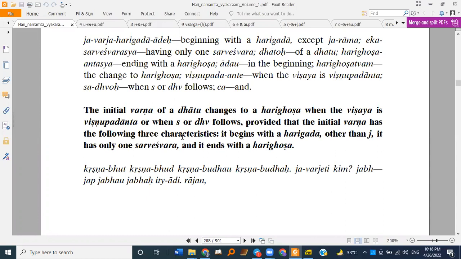When the Vishaya is Vishnu Padanta, so when that Dhatu is at the end of Vishnu. Right, when the Dhatu, not the letter. Here we're dealing with a Dhatu, right? Right. Okay. So it's a Dhatu. The whole Dhatu itself is in the Vishnu Padanta. Yes. I never thought that actually. Nice observation.